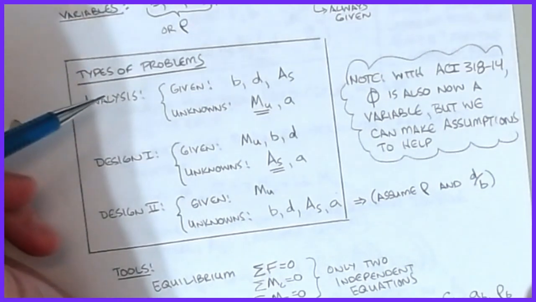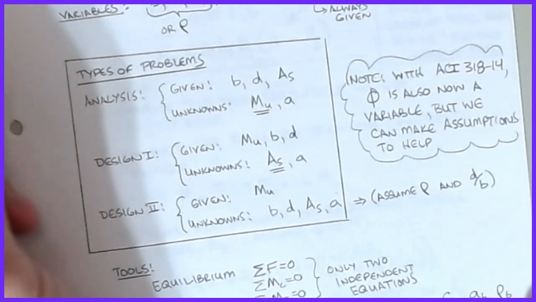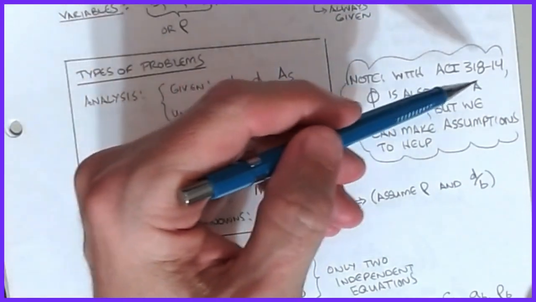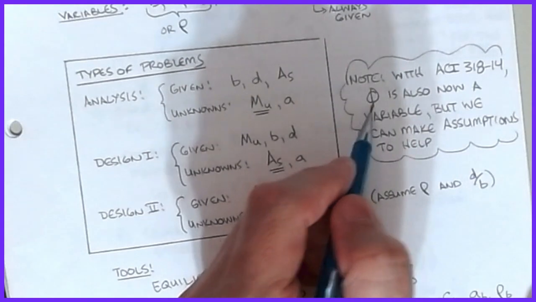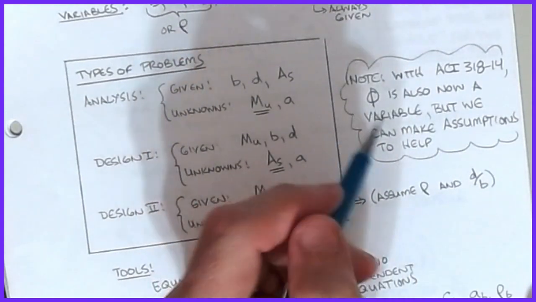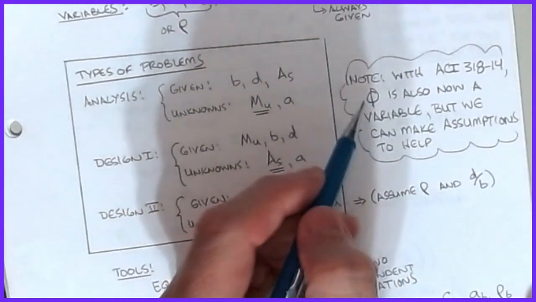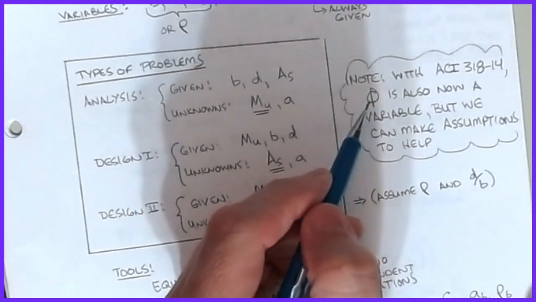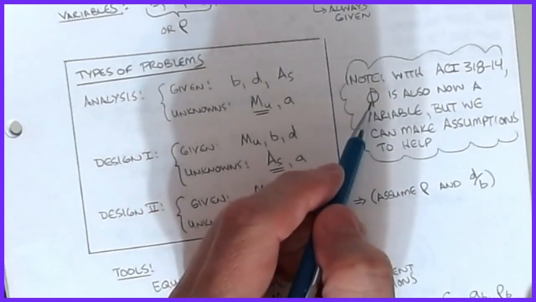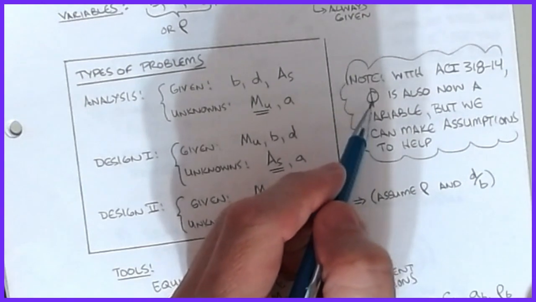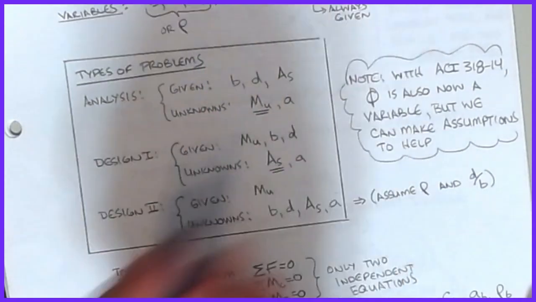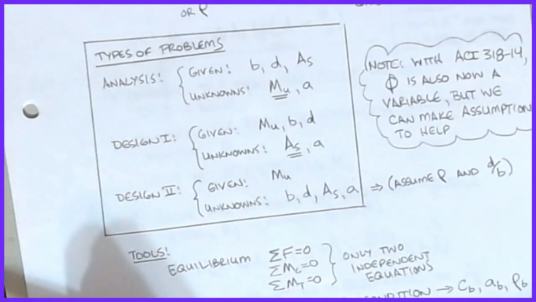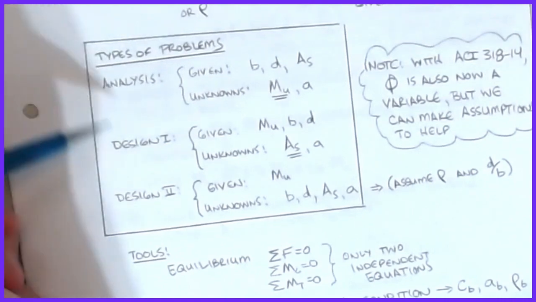Okay. Now, starting with the ACI 318.14 and including 318.19, phi is also now a variable, but we don't put that on our list because I can make some assumptions based on those rho minimums and those rho balance values that can get me pretty close most of the time. Most of the time we assume it's 0.9 and then we verify it at the end. So that's why he's not on the list, because you've got to deal with him in his own right. Okay, so the analysis case, that's our definition of the analysis case.